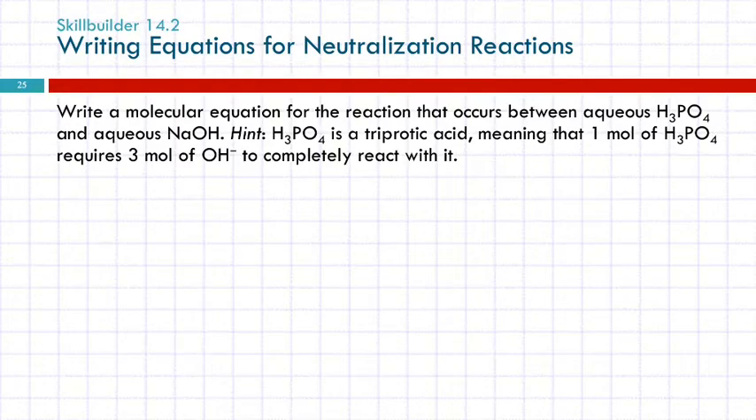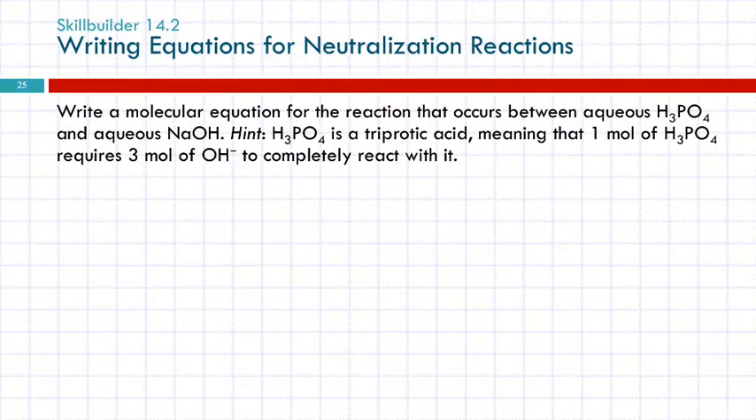Let's write a molecular equation for the reaction that occurs between aqueous phosphoric acid and aqueous sodium hydroxide. And we're given a hint here. H3PO4 is what's called a triprotic acid. Remember we said that a hydrogen ion is just a proton. And we always write those ionizable hydrogens at the beginning of an acid's formula. So H3 means there are 3 hydrogen ions that can be released. So it will take 3 moles of hydroxide to neutralize those.